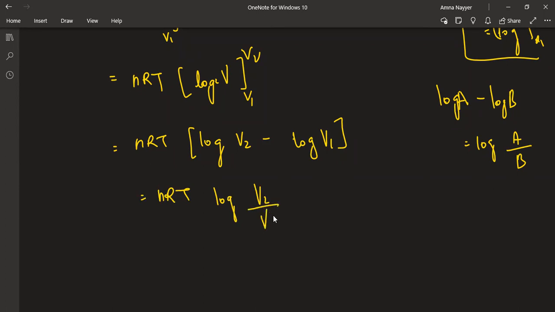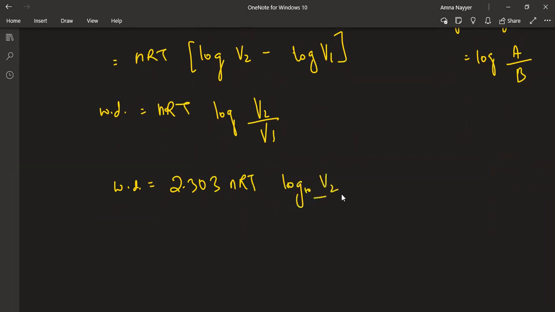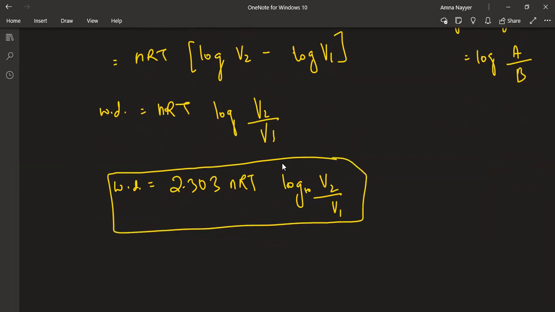log V2 by V1. Now see, when you put all these values, to convert log into base 10 so that you can use the proper log table, we write this as 2.303 nRT log base 10 V2 by V1. Now you can directly use this formula the way you have been using the log table. If just in case you have pressure, this derivation does not come. So just remember this formula directly, but just have a look in case it comes in your exam.